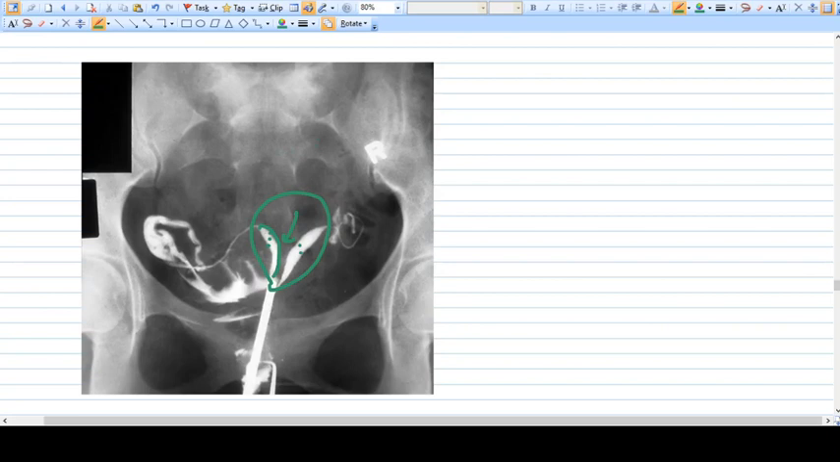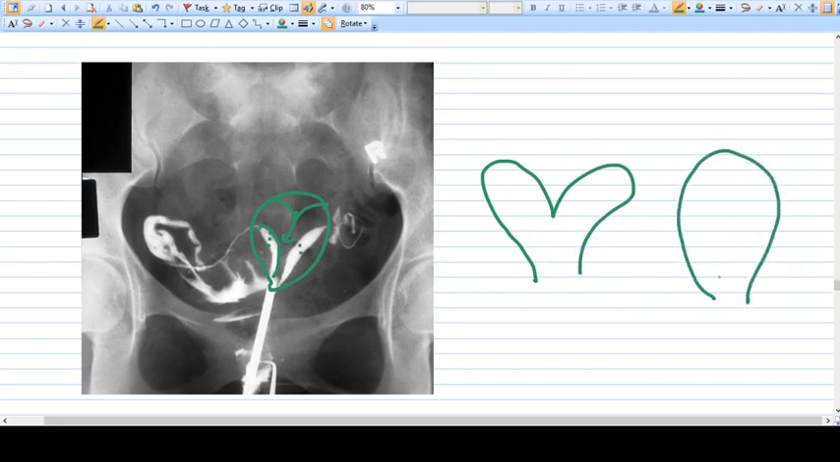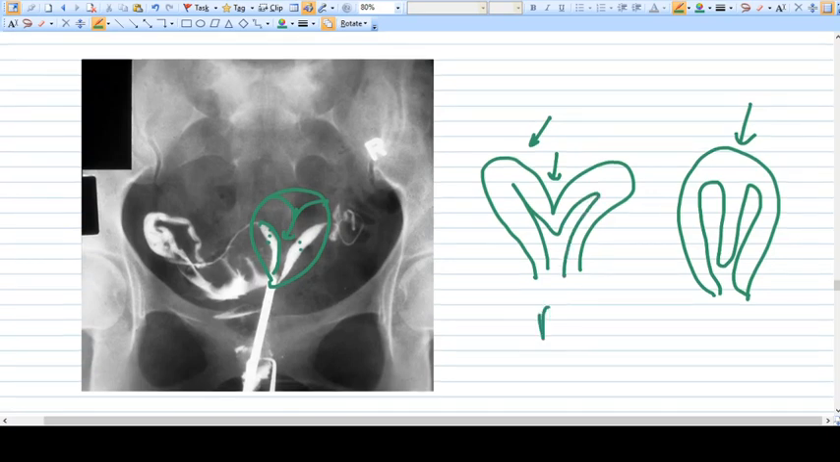A bicornuate uterus is like this here. See, a bicornuate uterus is like this, but a septate uterus is like this. We have a septum inside, but outside it is okay. If we see a bicornuate uterus, we can see a pinch here also. Okay, so this is a bicornuate uterus, this is a septate uterus.